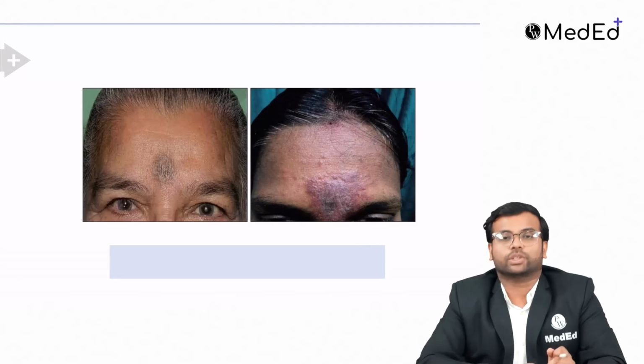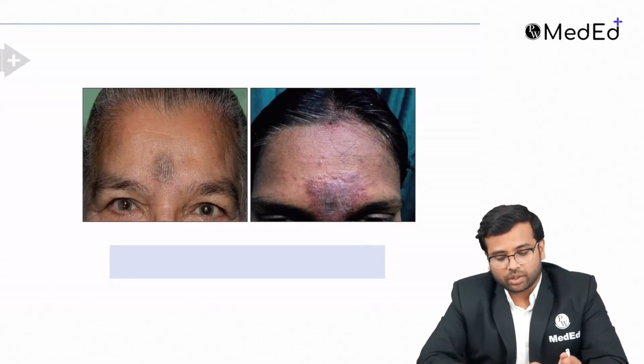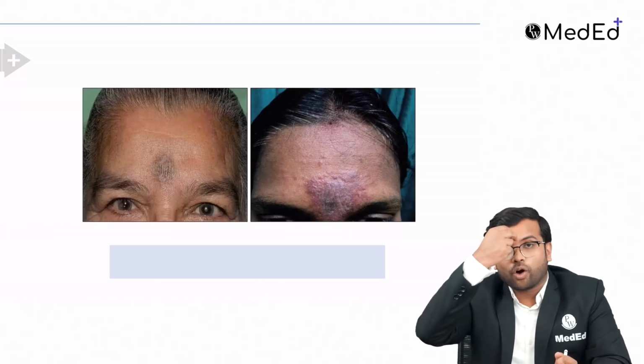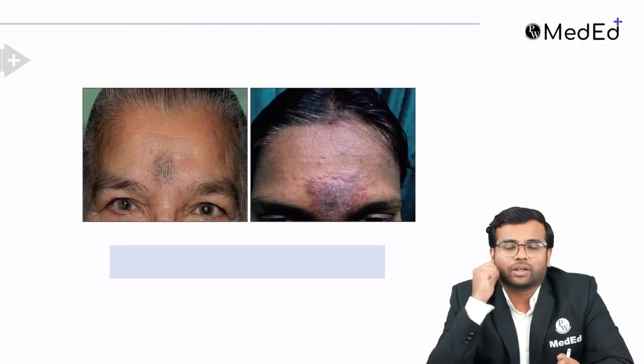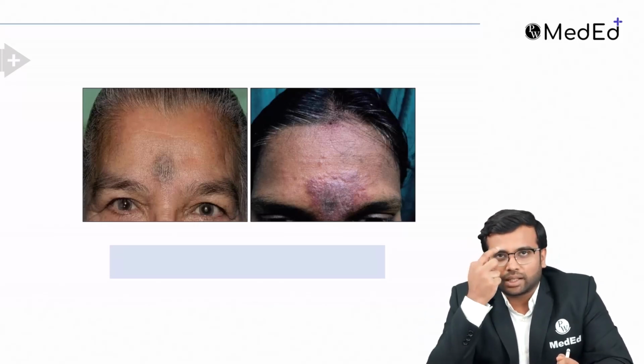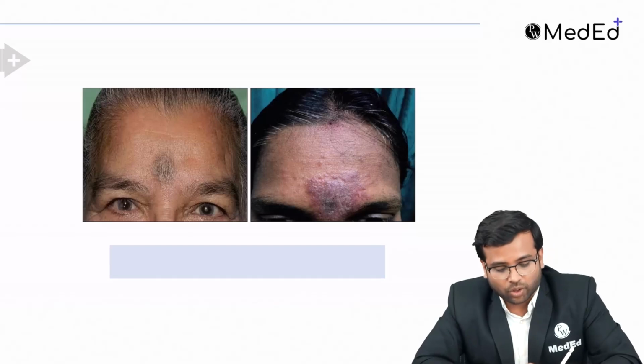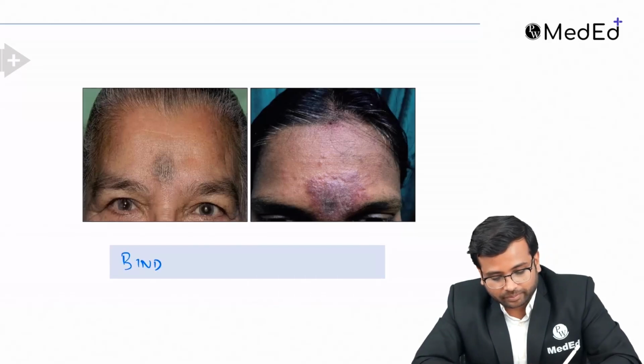Now what has happened to this patient? In this patient you can see that the patient has developed an acute eczematous rash over the center of the forehead. Now what is the clinical significance? Center of the forehead means the patient has used something, there is a contact dermatitis, and the most common culprit is going to be bindi. So this is called bindi dermatitis.